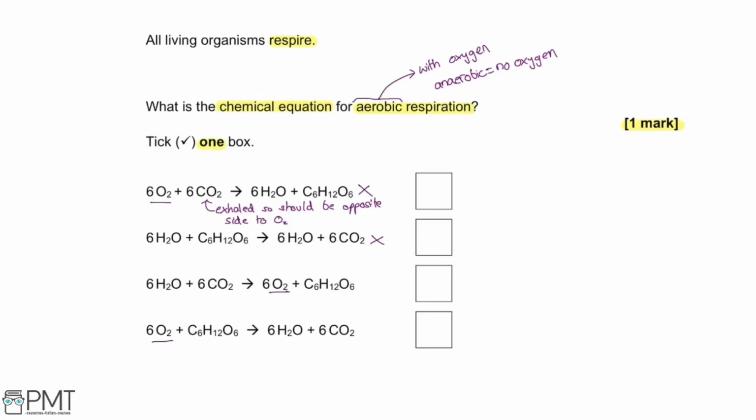The third option says water plus carbon dioxide gives oxygen and glucose. This is the reverse of respiration, it's photosynthesis. This means by process of elimination, the last option must be correct. And you can double check it by looking at the balancing. So on either side there are 18 oxygens in total, there are 6 carbons in total, and there are 12 hydrogens in total.